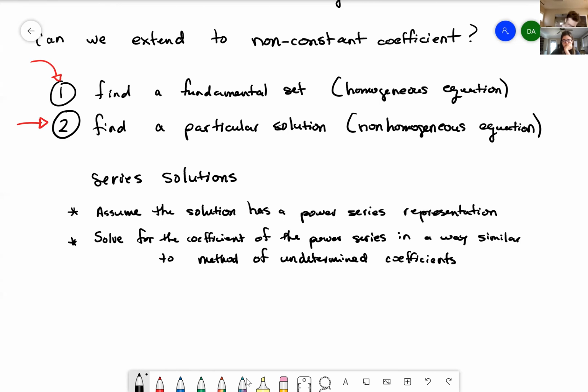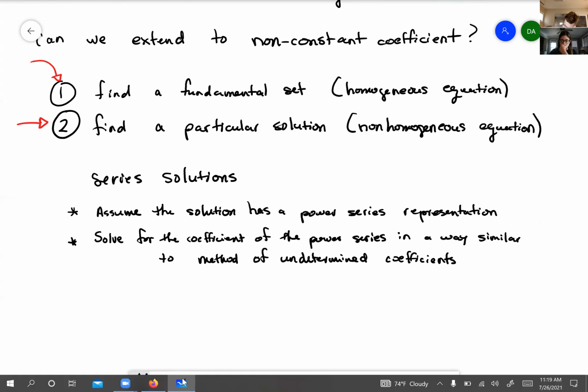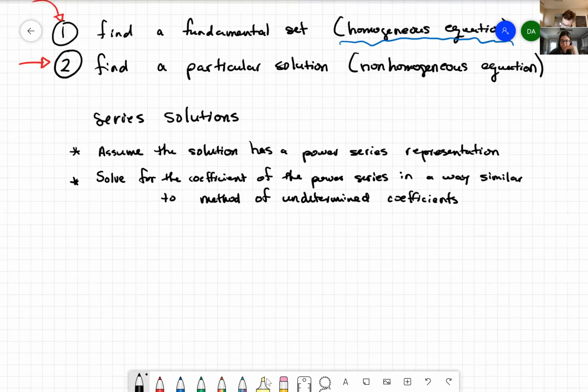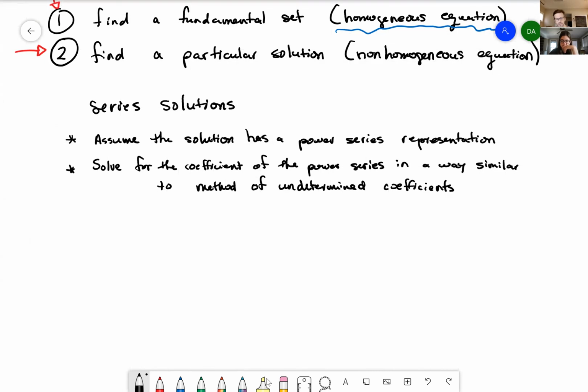Now, we might ask ourselves, well, we already had the method of undetermined coefficients. That was something that we used for non-homogeneous equations to find a particular solution. Is there a way that we could apply something like that to homogeneous equations? An interesting question to think about for the next class is what might go wrong? What would be the problem?